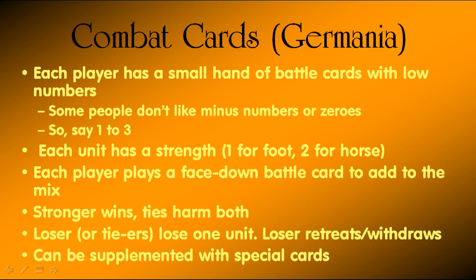Each player plays a face-down battle card to add to the mix. The stronger wins, ties harm both. So the loser, or the tied players, lose 1 unit. The loser retires or retreats or withdraws. Now this can be supplemented with special cards like defender flees or attacker must retreat, or a card where you get to play 2 more cards after you see what your opponent played. Which is also what a leader does for you, lets you play two cards after you've seen what the opponent played.